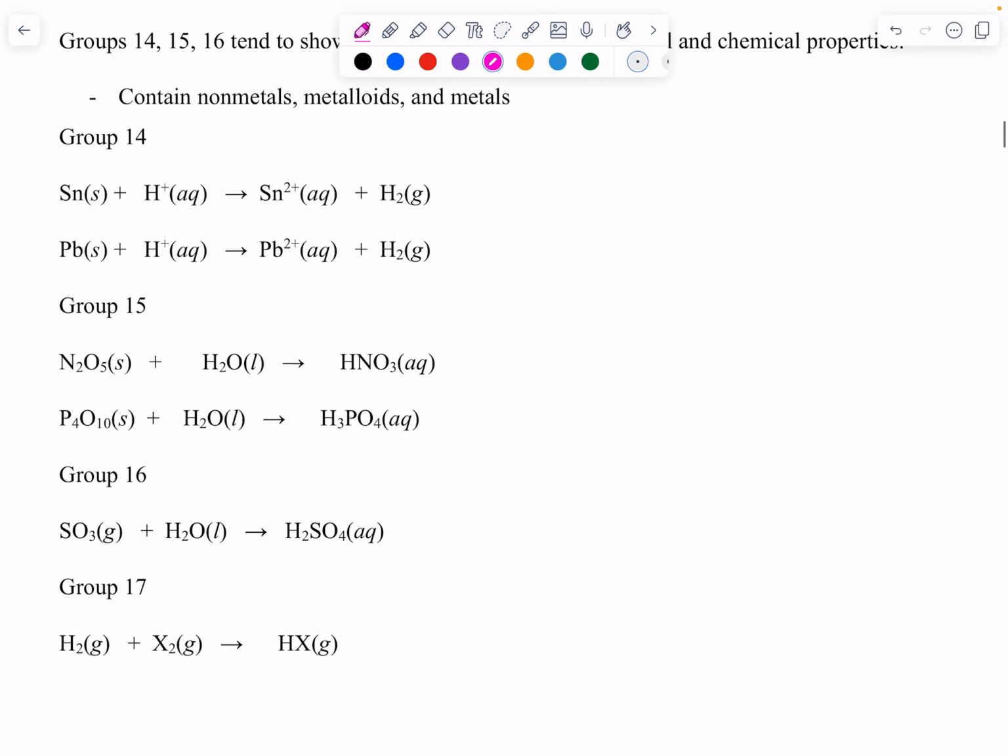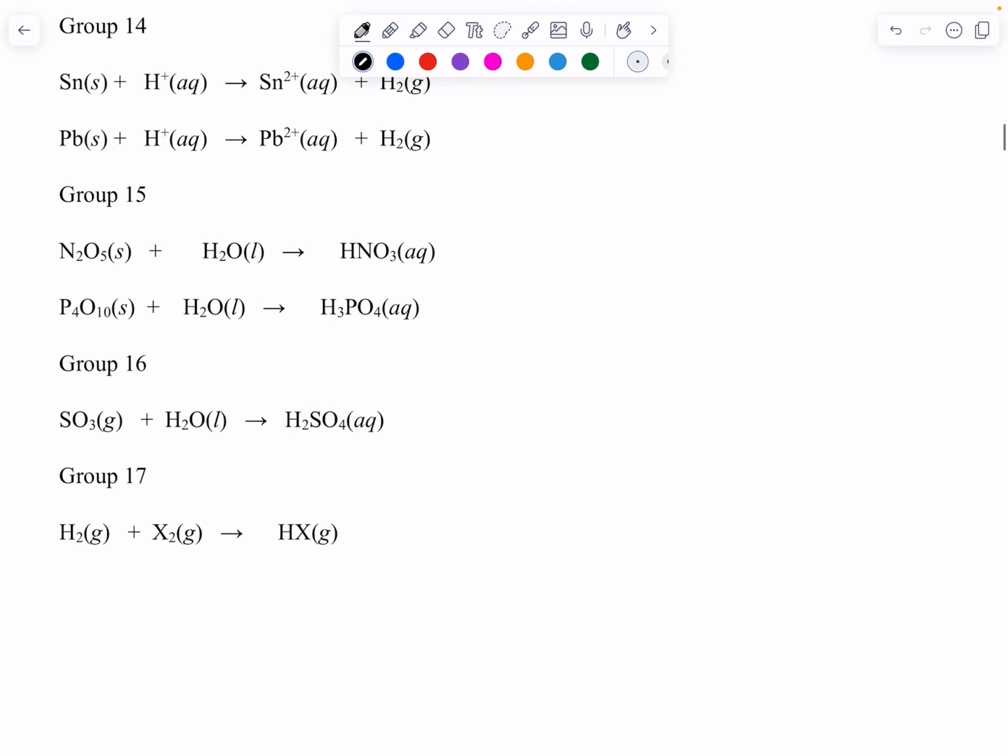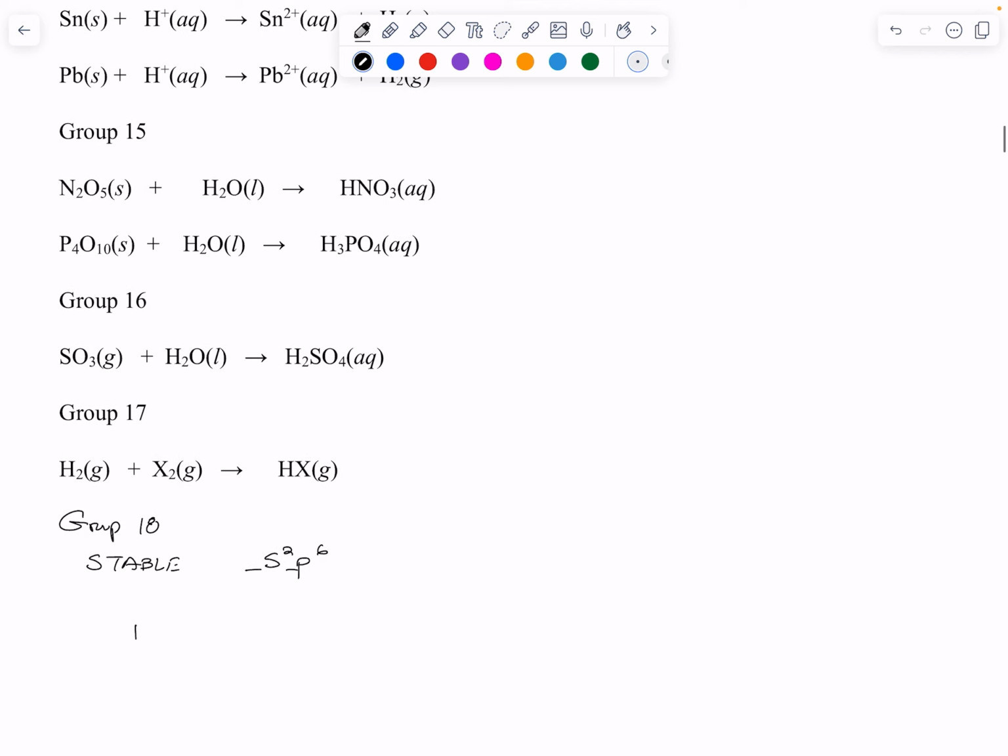Sulfur with water typically makes sulfuric acid. Halogens react with hydrogen to make the hydrogen halide, right? And typically group 18 is stable, right? Why? It's S2P6, right? Whatever those coefficients are. Now, Kr can react with fluorine, and xenon can react with F and O. But helium, neon, argon, no reactions on Earth.